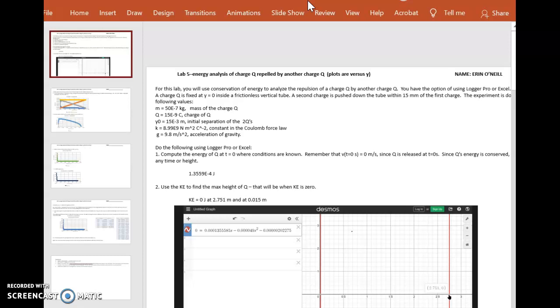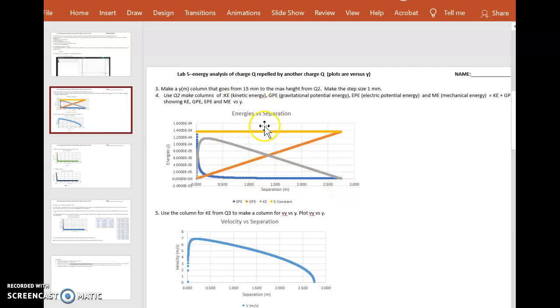In question 4, we were to make a chart that graphed the values for the kinetic energy, gravitational potential energy, and electrical potential energy of these two charged particles, and how they related to each other over a changing y, so increased distance. So this is the graph I came up with.